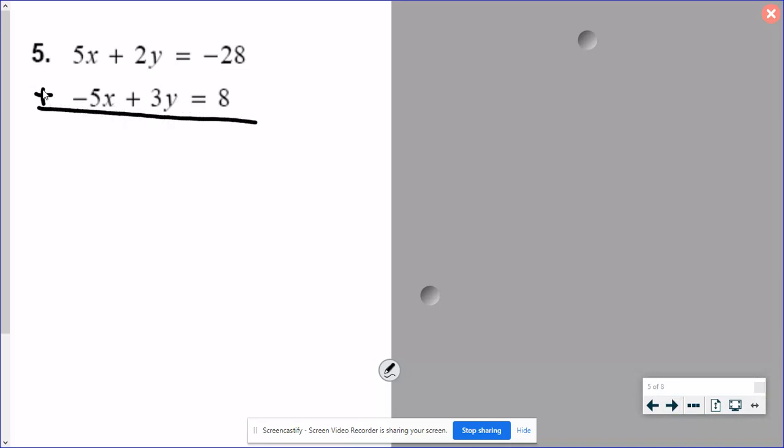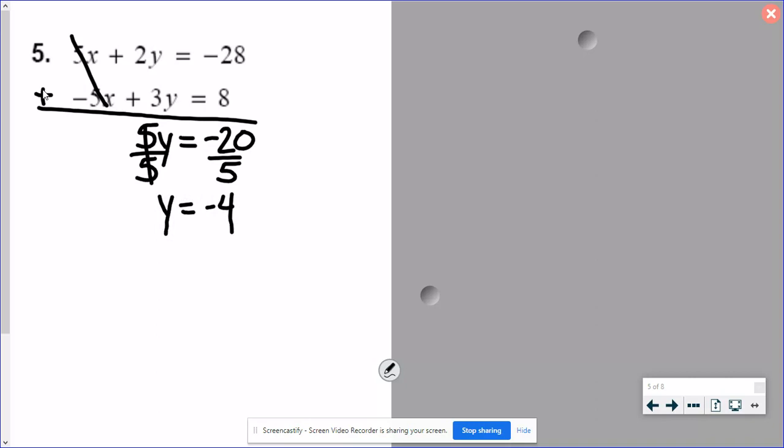5x and -5x, those are opposites. They're going to cancel out when I add. So 2y plus 3y is 5y. -28 plus a positive 8 would be -20. So then y is -4.